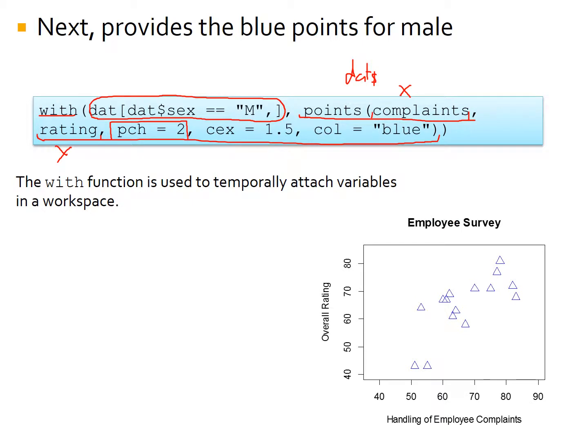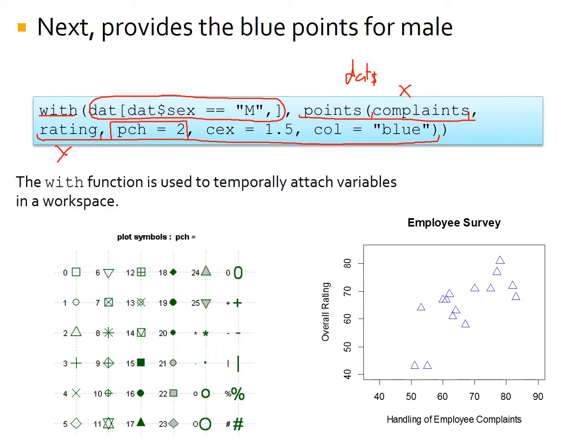Because I just select sex equal M, you will see that I plot only male points over here with the blue triangle. And for the pch, the plot symbols, you will see we have a lot of symbols. So 0 is a square, 1 is a circle, 2 is a triangle, and so on.